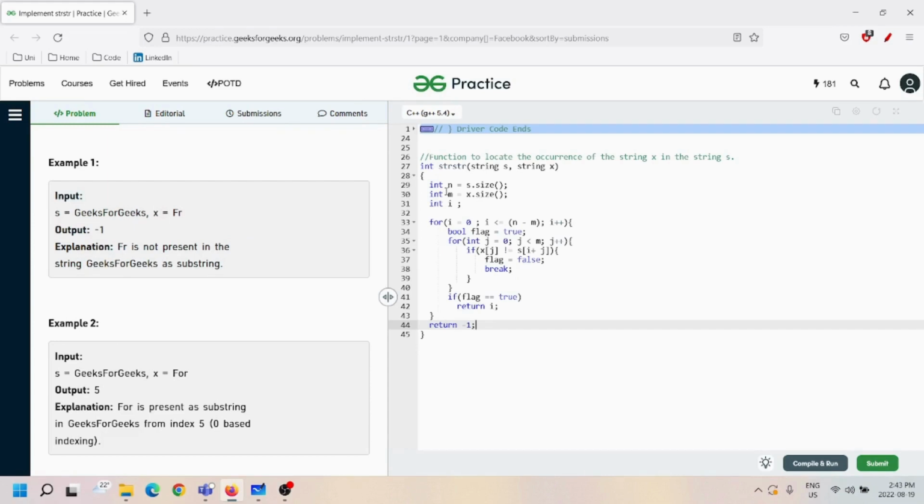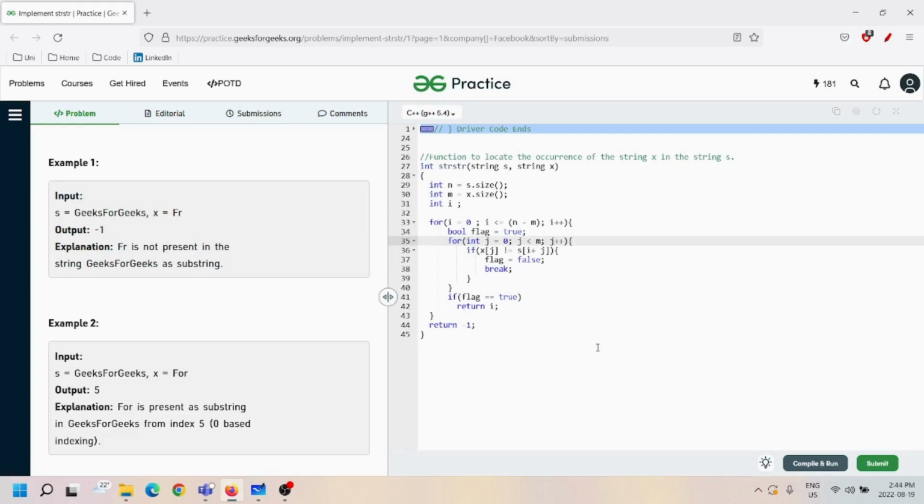So let's see what we have done so far. We have calculated the sizes, we are running a for loop and another for loop, one for s and one for x. We are comparing character by character, and whenever a character is not matching, we set the flag as false, saying that we have not found the substring so far, and we break from here, because there is no point in iterating over the substring at this point of time.